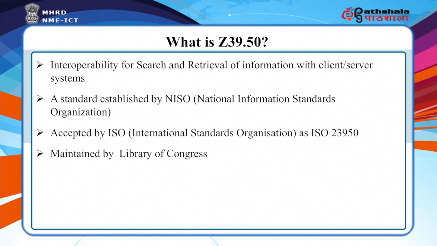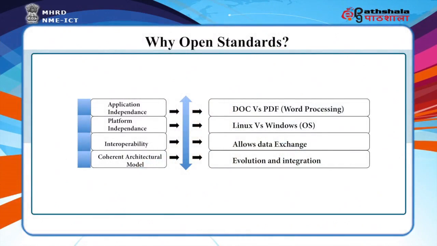The number given was 23950, but we use Z39.50, the last four digits used with a dot, and this standard is maintained by the Library of Congress. That's what I was telling. These two protocols are extensively used in libraries. In addition to these two protocols, there are open standards.